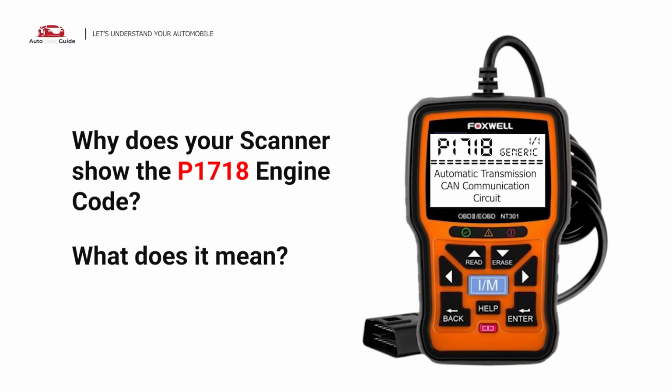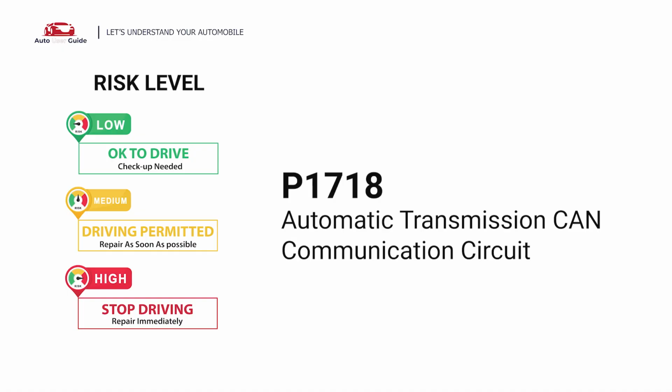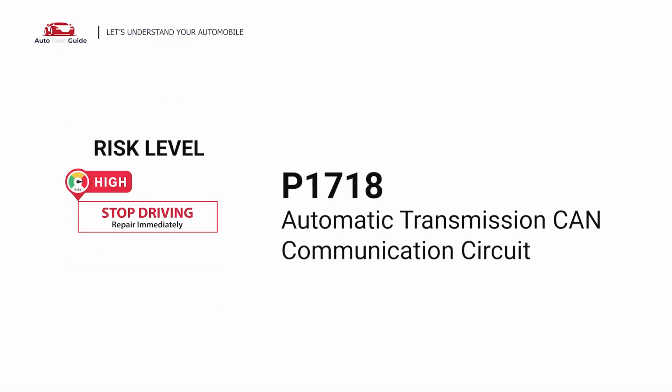Why does your scanner show the P1718 engine code? What does it mean? P1718 is a diagnostic trouble code for automatic transmission CAN communication circuit.